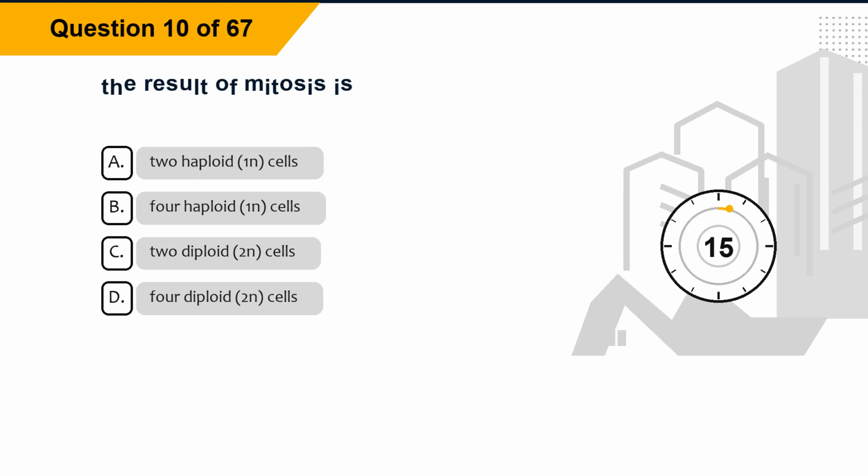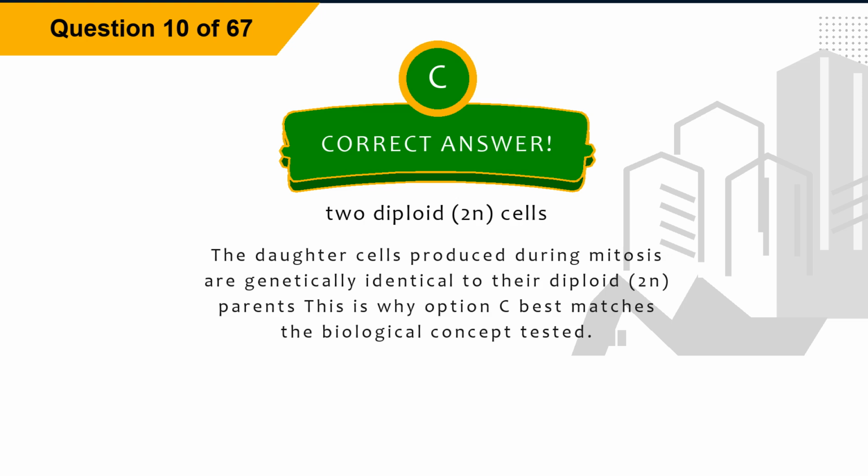Question 10. The result of mitosis is: Option A, 2 haploid, 1N, cells. Option B, 4 haploid, 1N, cells. Option C, 2 diploid, 2N, cells. Option D, 4 diploid, 2N, cells. The correct answer is option C, 2 diploid, 2N, cells. Explanation. The daughter cells produced during mitosis are genetically identical to their diploid, 2N, parents. This is why option C best matches the biological concept tested.